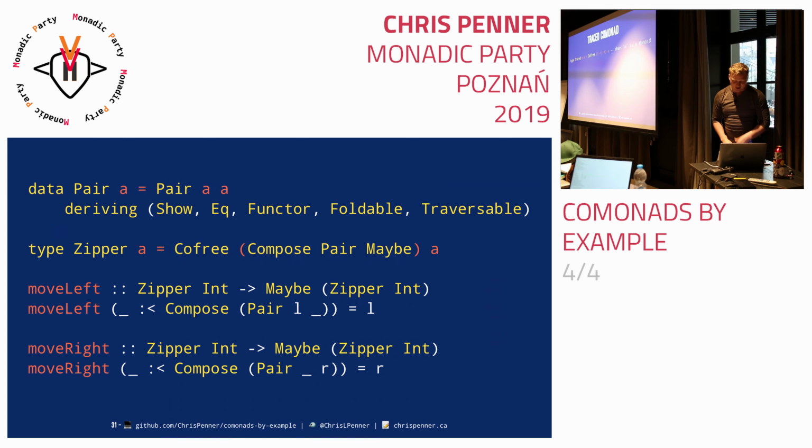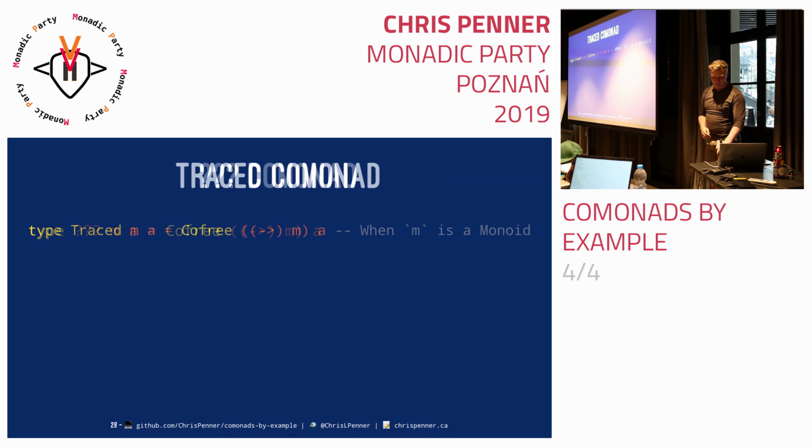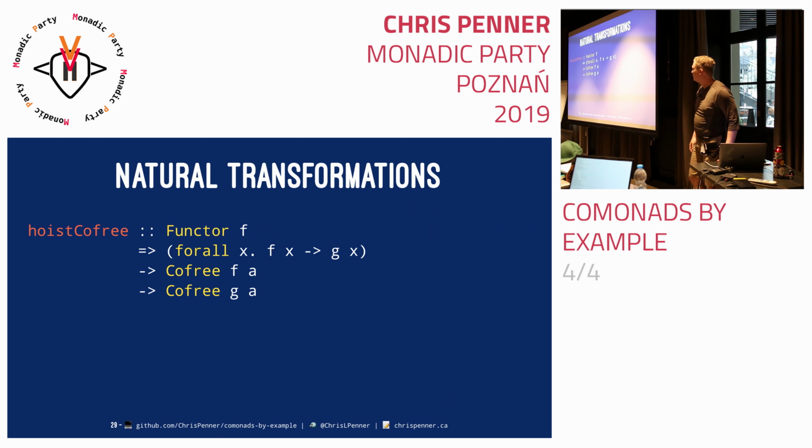Okay. So the Traced comonad is the same. We can represent it as a function from M, and if that M is a monoid, then this is the Traced comonad. And we can also perform natural transformations over Cofrees, which is kind of just handy in certain cases. Cool. We're not going to move on.